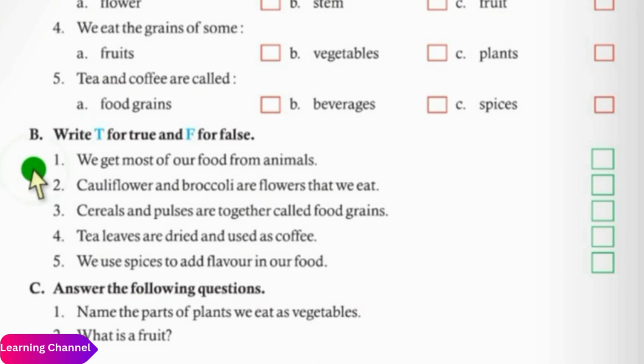Name the parts of plants we eat as vegetables. We get vegetables from different parts of plants like roots, stems, leaves, and flowers. 2. What is a fruit? Fruit is a fleshy and juicy part of a plant.